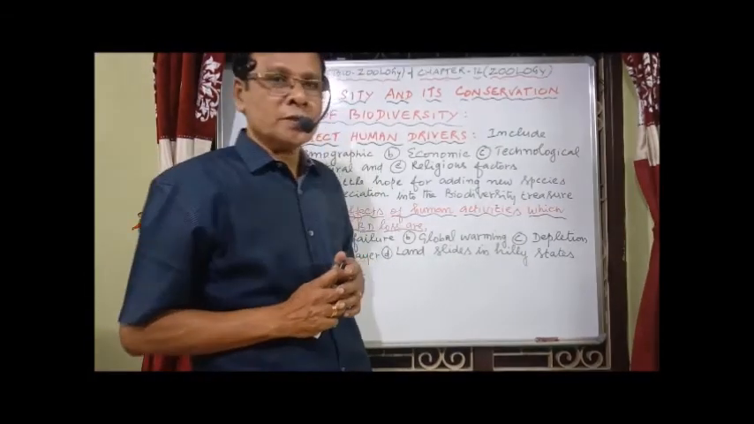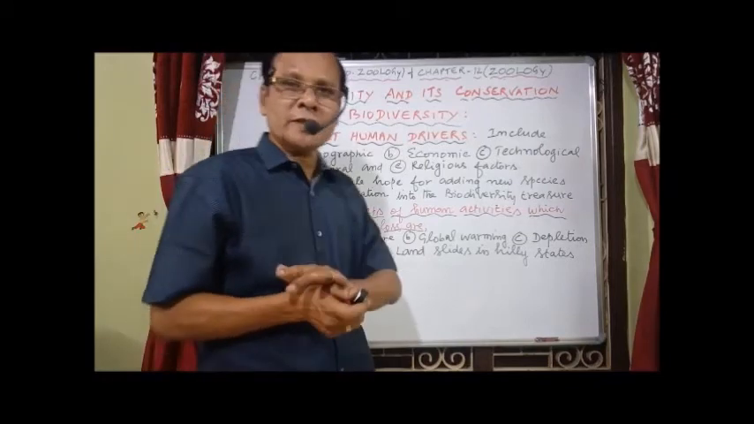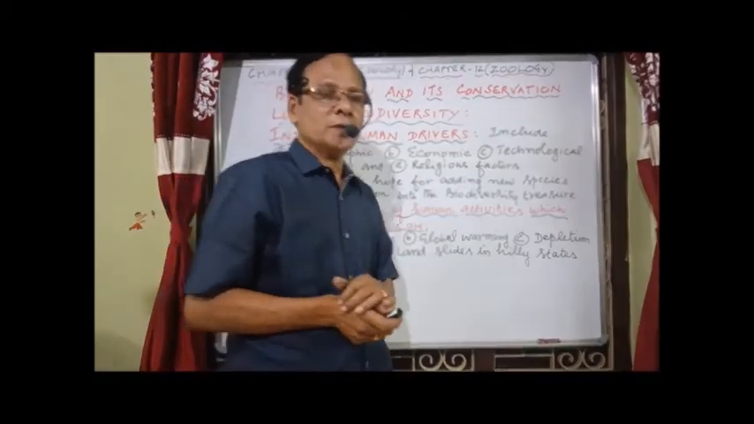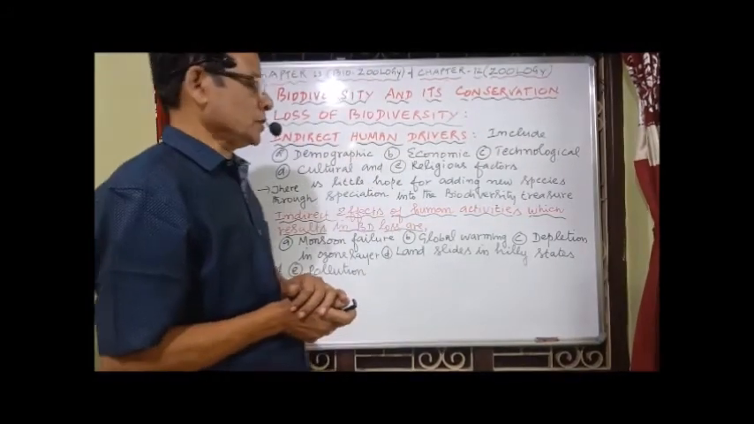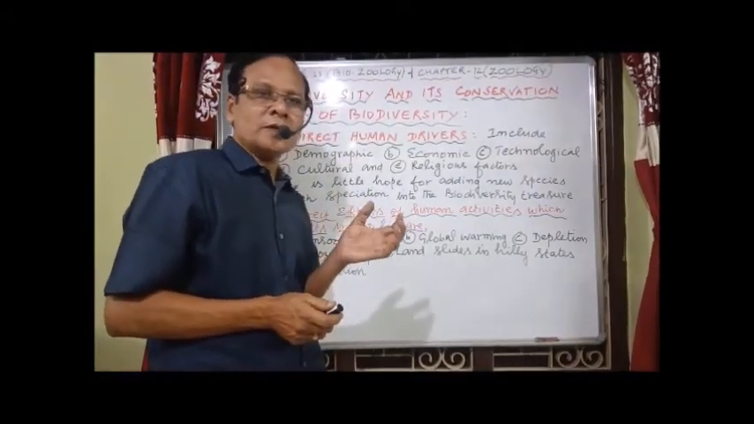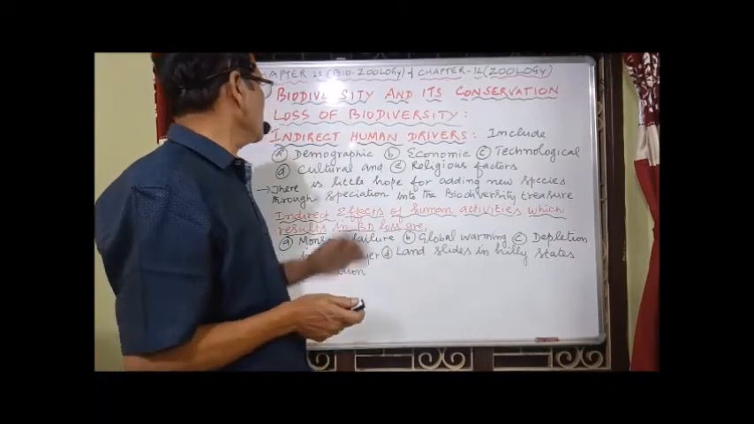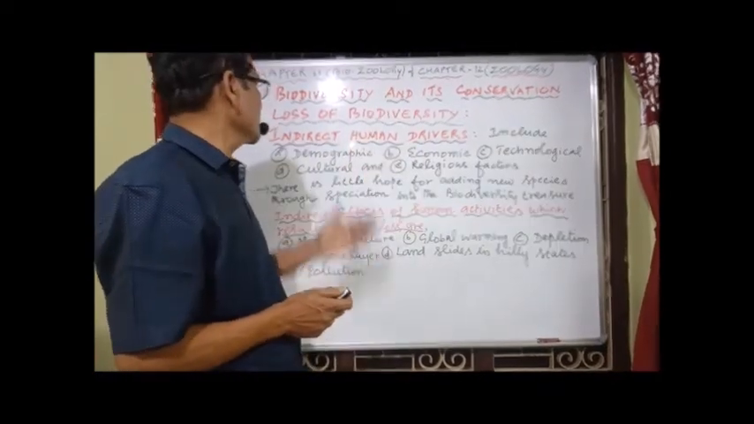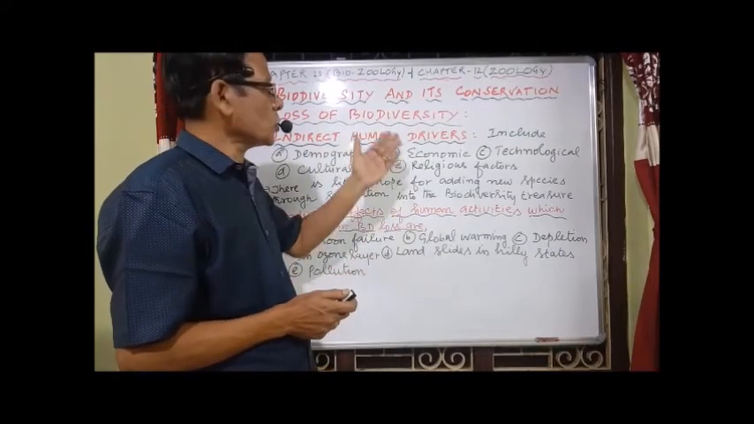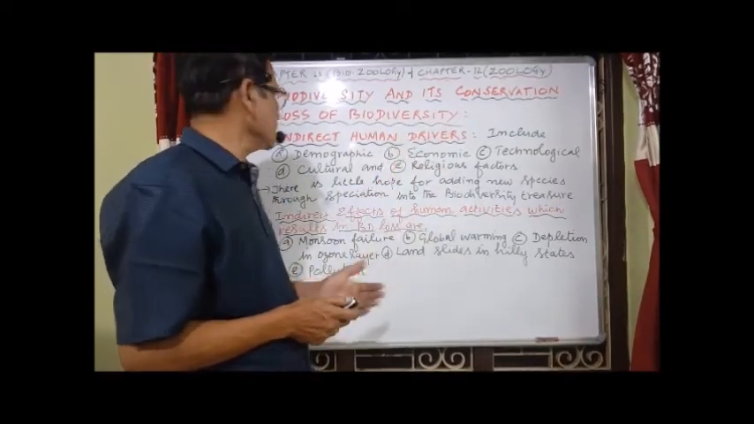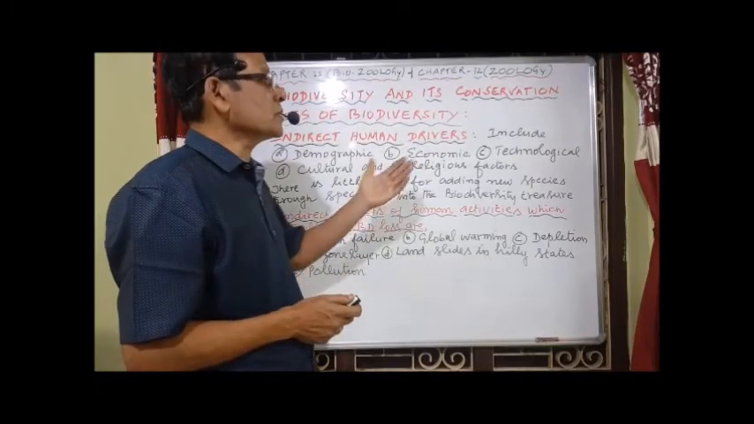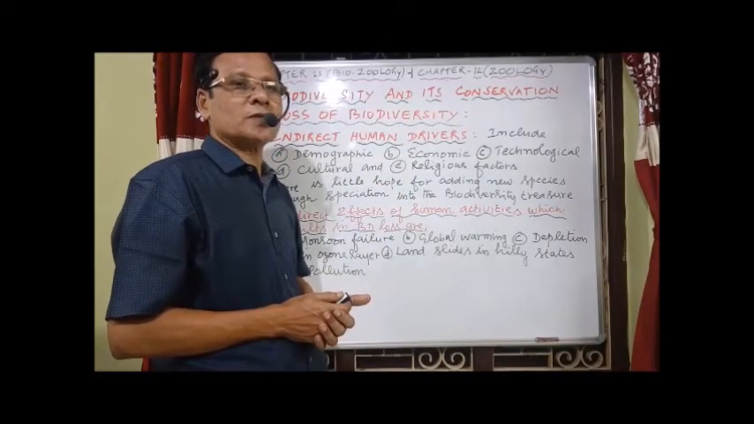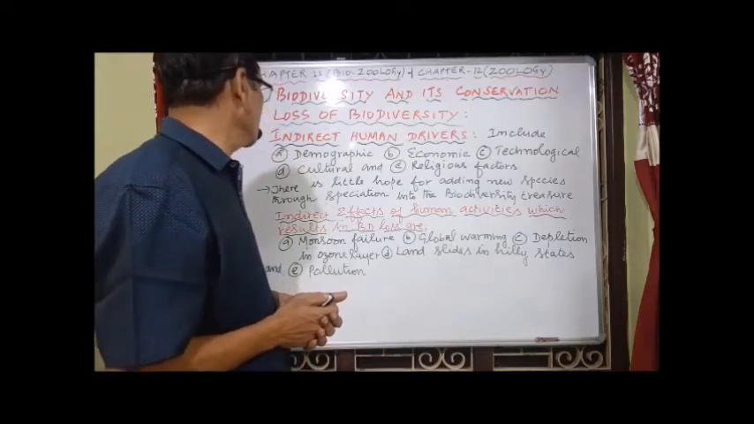So according to CBD, both the direct and indirect activities of humans are responsible for the loss of biodiversity. We have seen some of the direct effects. Now, what are the indirect human drivers? They include demographic, economic, technological, cultural and religious factors. These are all the indirect drivers responsible for the loss of biodiversity.